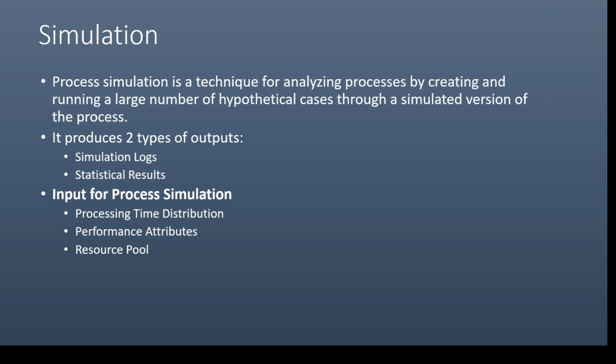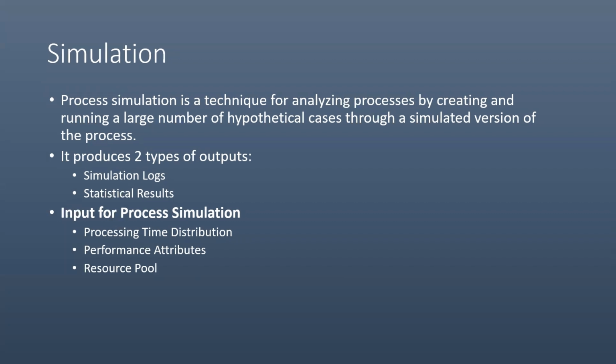At each step, the simulator collects information like how long each step takes or where delays can happen in those particular steps. So this produces two types of outputs, as mentioned there: simulation logs and statistical results. Simulation logs are detailed records of each step in the simulated process. Statistical results are key performance data such as average cycle time, waiting time, and resource utilization.